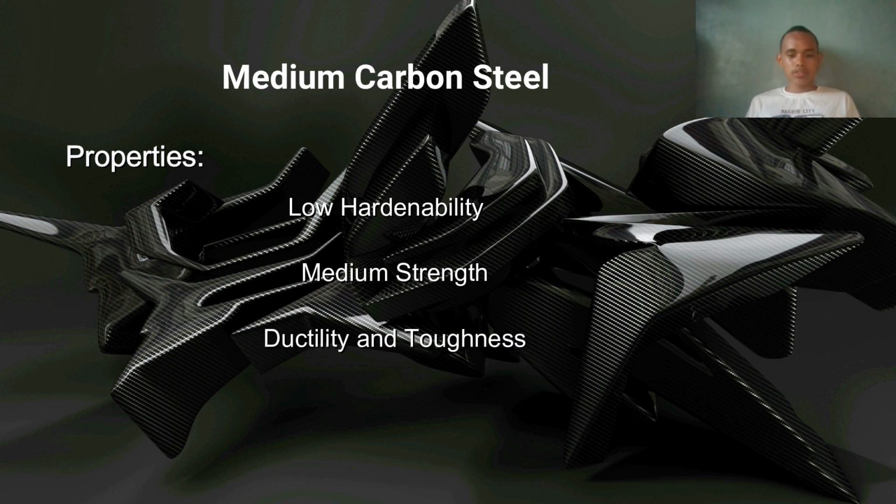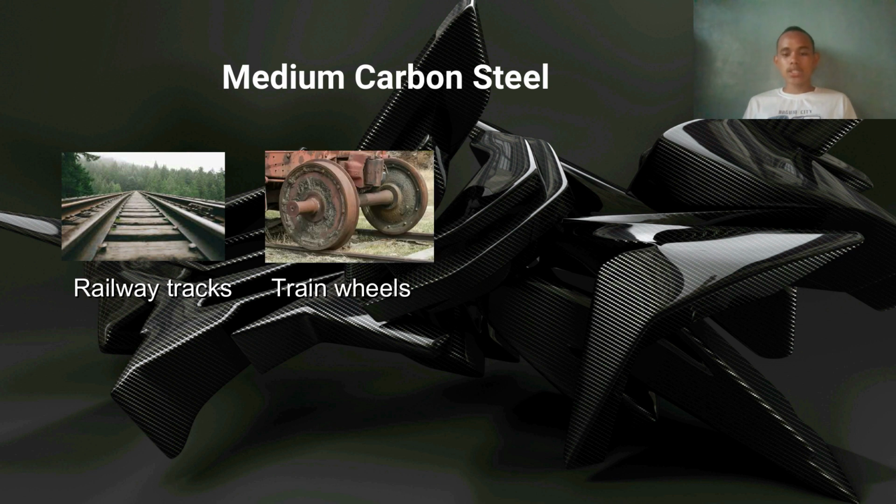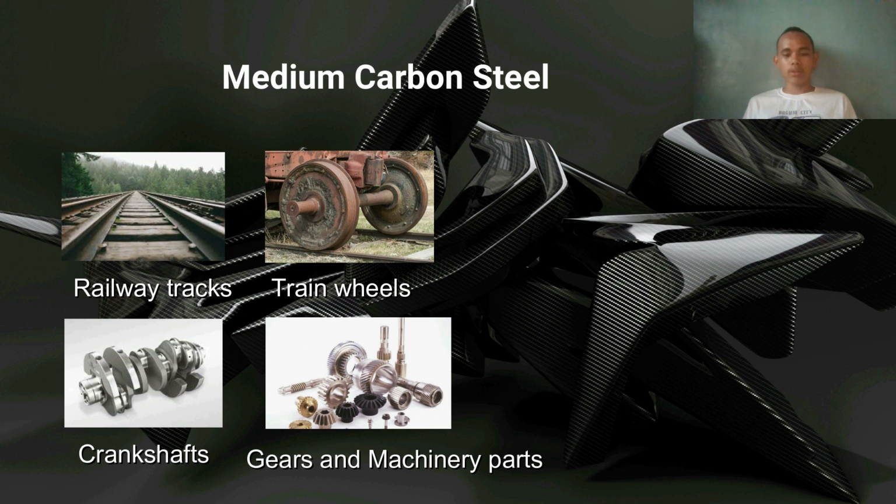As a result of their high strength, resistance to wear, and toughness, medium carbon steels are often used for railway tracks, train wheels, crankshafts, and gear and machinery parts requiring this combination of properties.